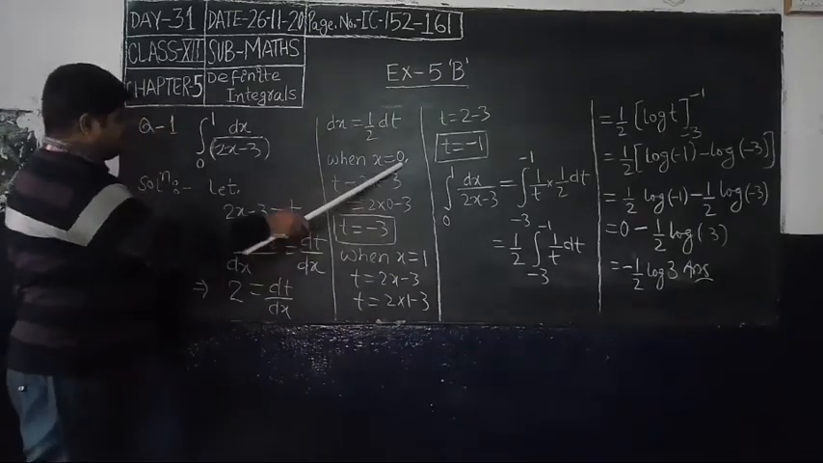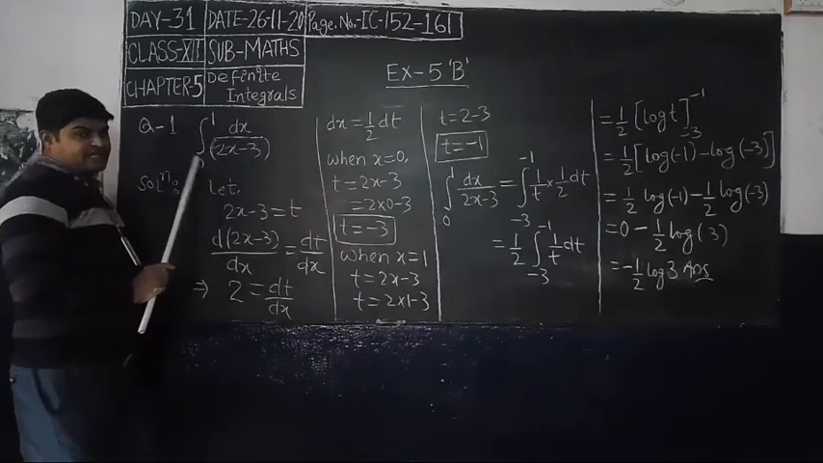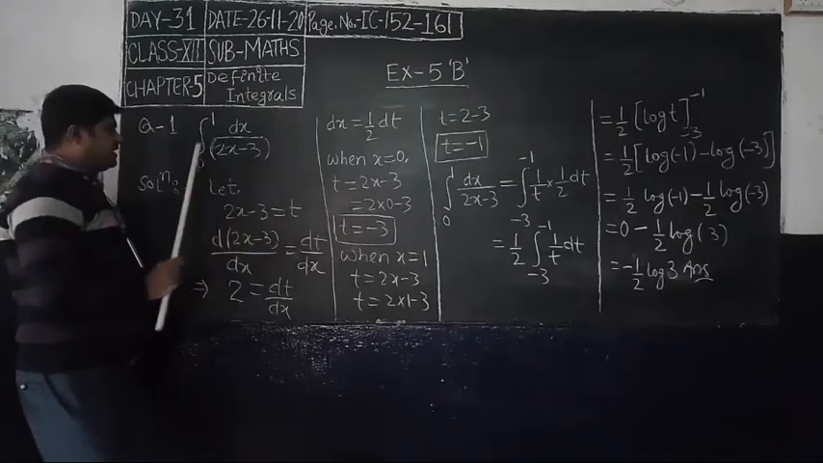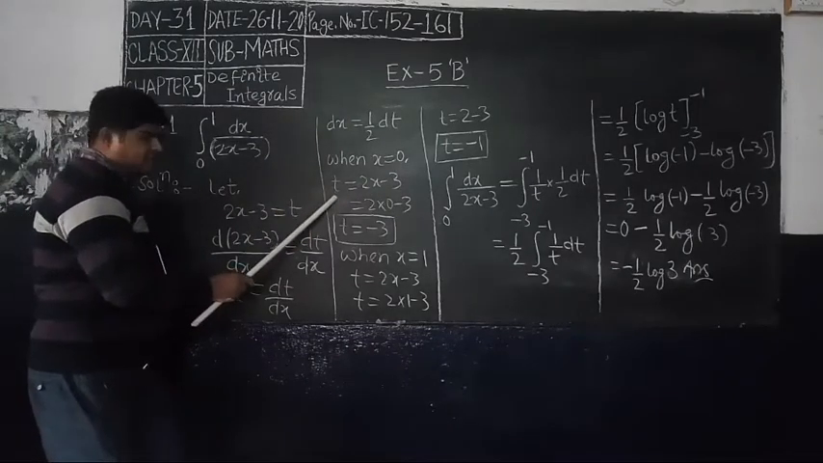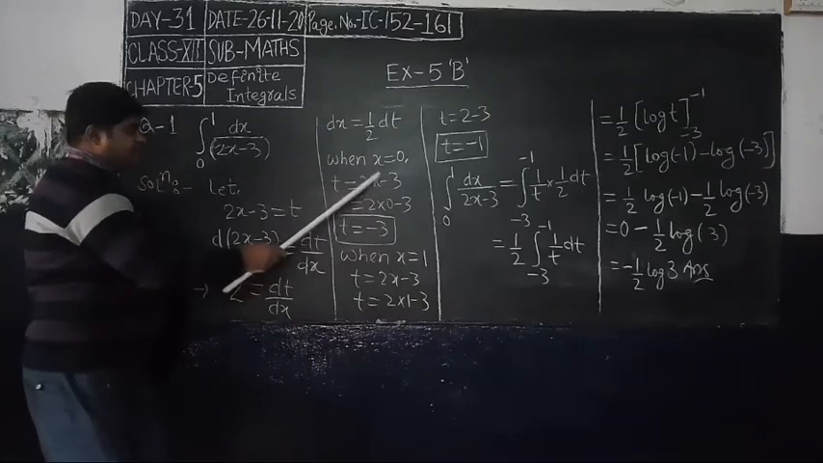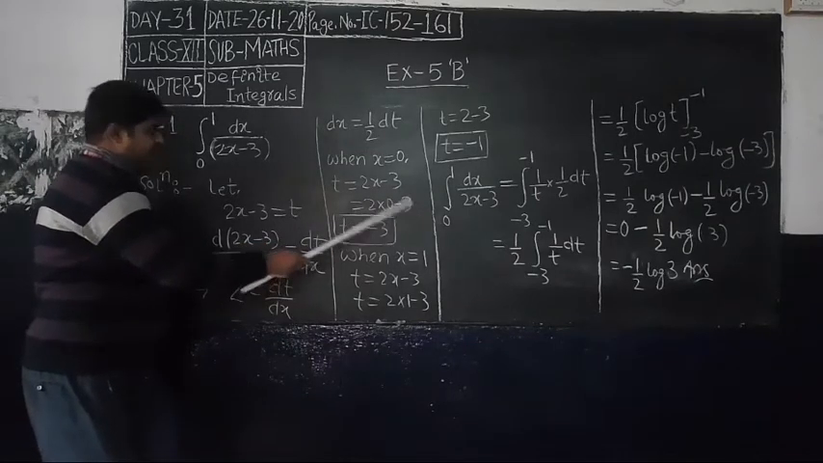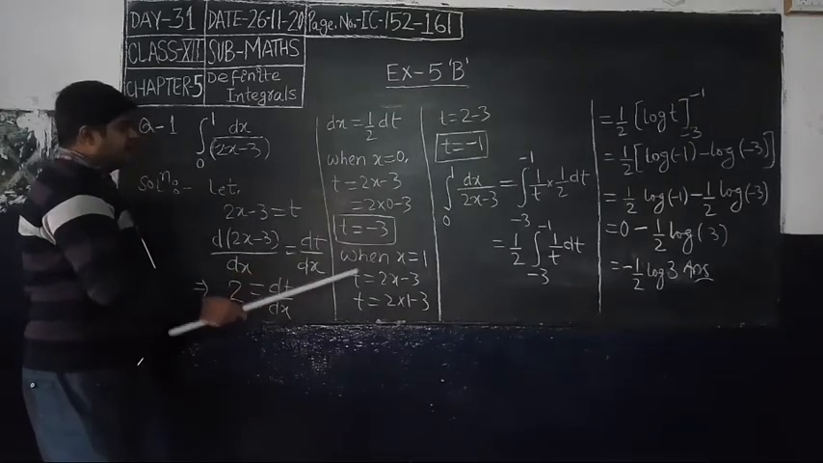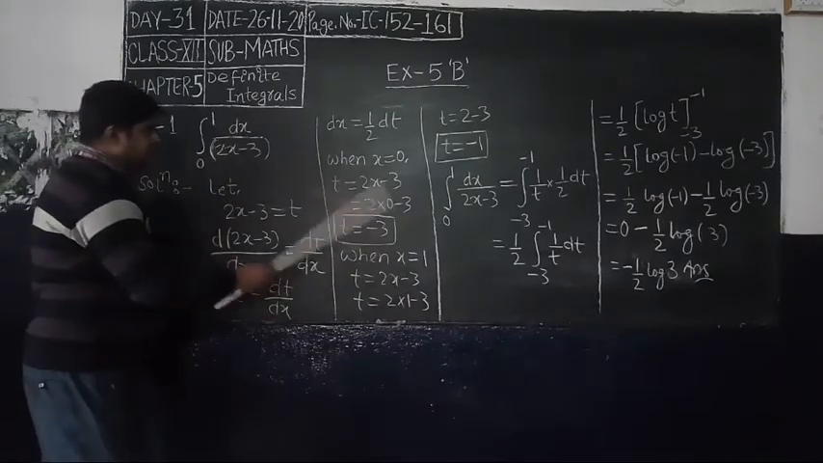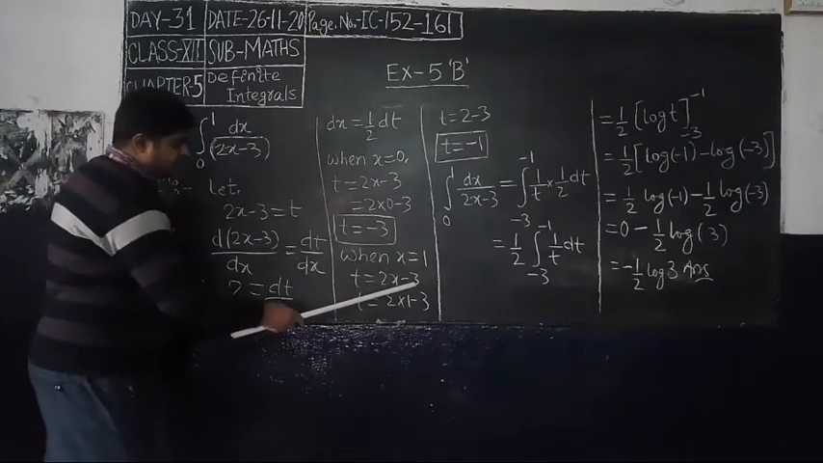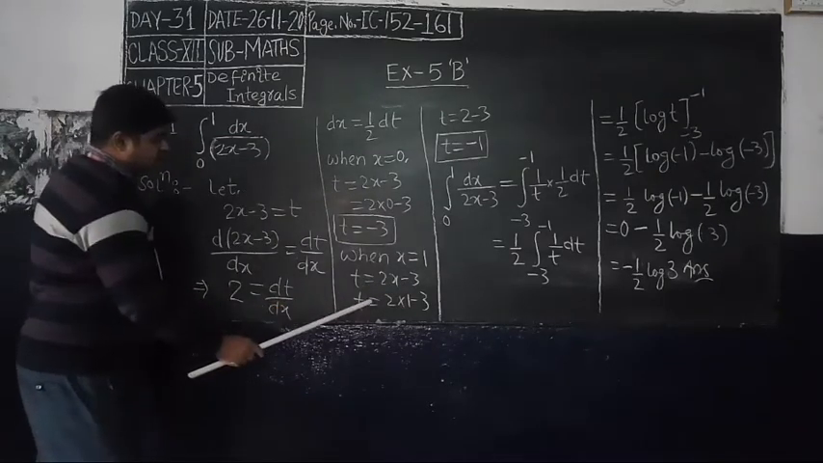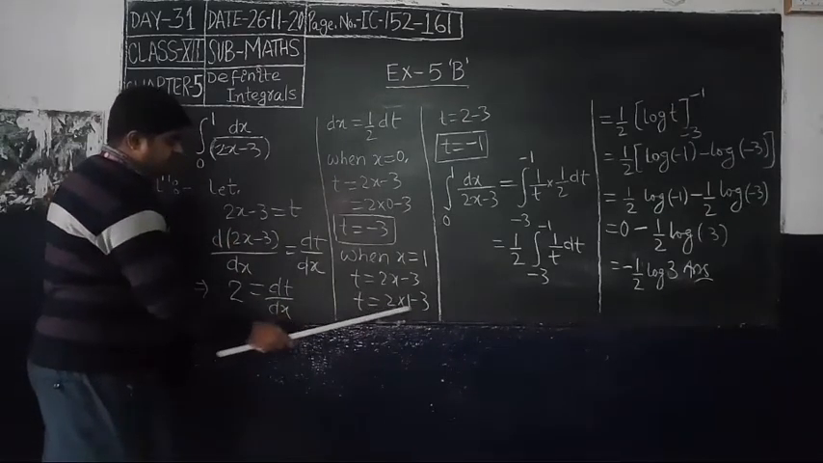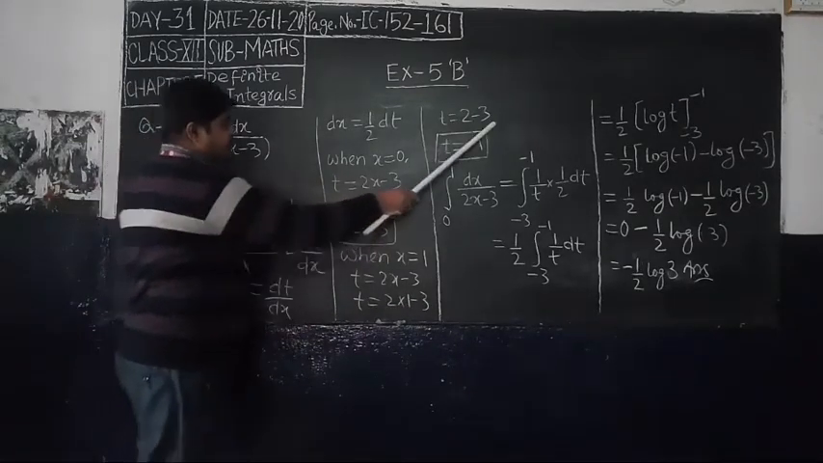Now you will change the limits, x is equal to 0 and x is equal to 1. When x is equal to 0, the lower limit with respect to t is t equal to 2x minus 3, put the value of x: 2 into 0 minus 3, so 2 into 0 is 0, t is equal to minus 3. When x is equal to 1, you convert the upper limit: t is equal to 2x minus 3, put x is equal to 1, 2 into 1 minus 3, 2 minus 3, t is equal to minus 1.